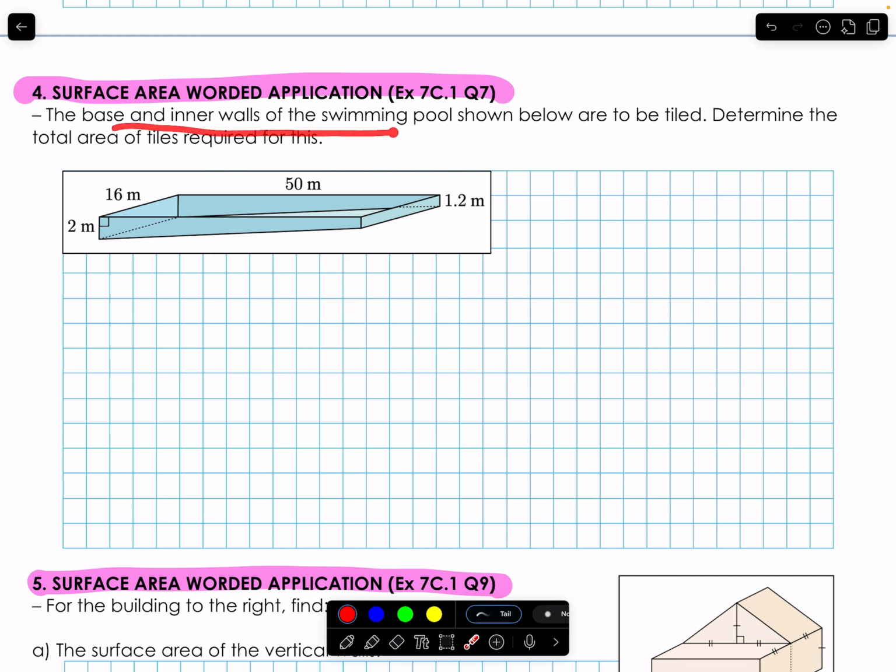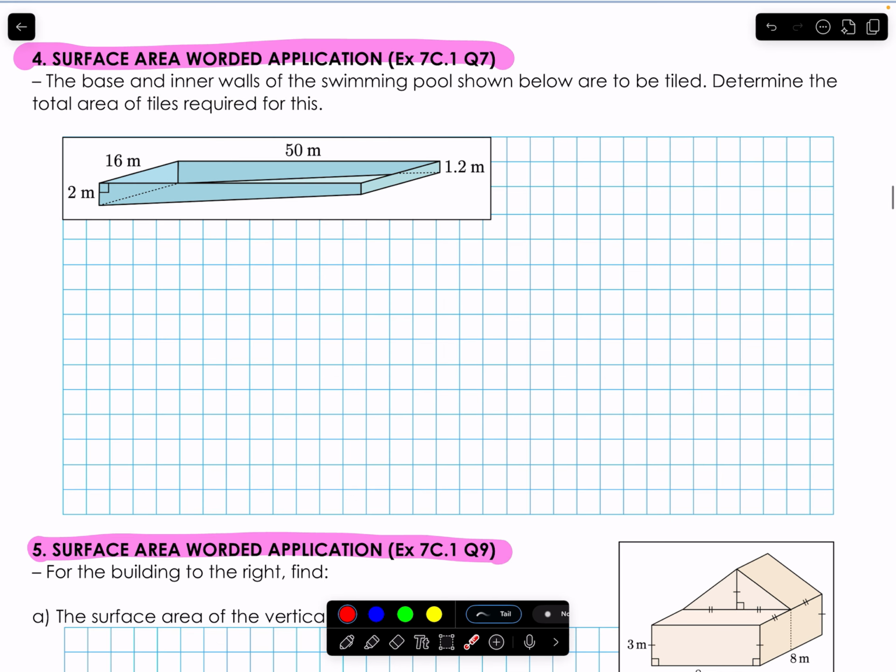The base and inner walls of the swimming pool shown below are to be tiled. What's the total area of tiles required for this? So you can see this is a problem that maybe a tradie would encounter. We need to know what area inside the swimming pool I'm going to have to tile up. So the first area is going to be the back wall, which is the same as the front wall, which is a trapezium. Area of back is a trapezium, which is A plus B over 2 times it by the height.